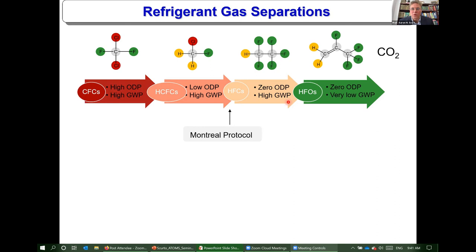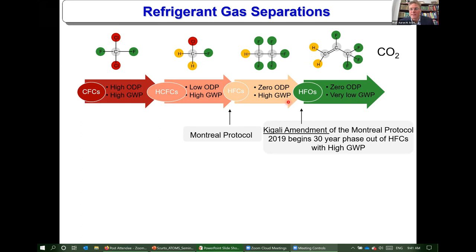And because some of these HFCs have high global warming potential, the Kigali Amendment just began to come into effect, where all the signees over a 30-year period are going to phase out the HFCs with the highest global warming potentials. And so people have seen, especially companies like Chemours, which we're working with, are now producing what are called hydrofluoroolefins, which have zero ozone depletion potential and have a low global warming potential, not because they have a much lower heat of vaporization and heat capacity, but because they have much shorter lifetimes in the atmosphere because they have that double bond. And there's been a renewed interest in looking at other types of refrigerants, such as CO2 or isobutane, ammonia, et cetera.